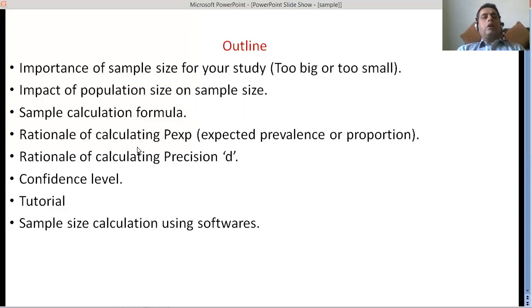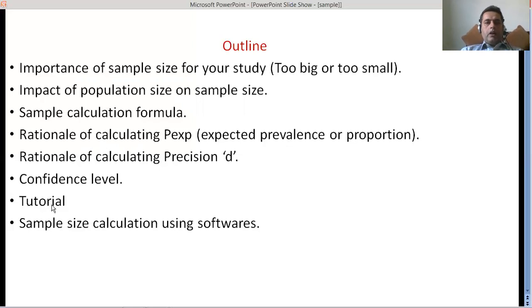Then I will tell you about the rationale of calculating precision D, which is again very important for figuring out the exact number of samples that you need for your study. Then I would talk about the confidence level. All these things are part of the formula that you would be using for estimation of your sample size.